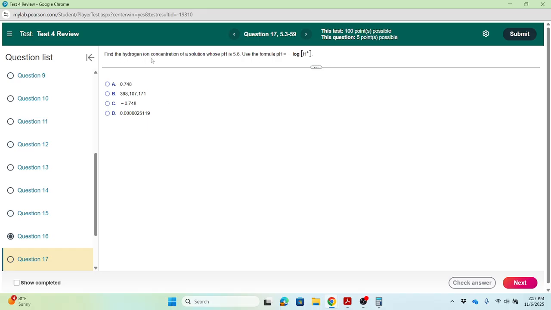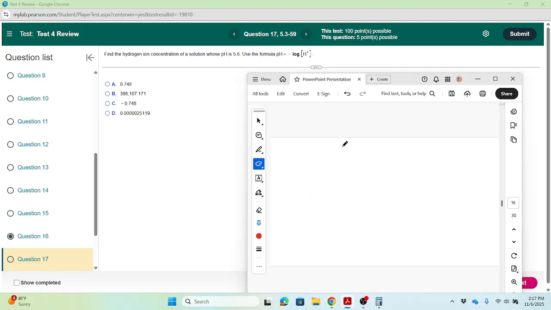Find the hydrogen ion concentration of a solution whose pH is 5.6. Use the formula pH is negative log H plus. Here the pH is given as 5.6. We just have to use this log function. The pH value is equal to the negative of the log of the hydrogen ion concentration. So how do you find the hydrogen ion? Plug in the value of pH, which is 5.6.